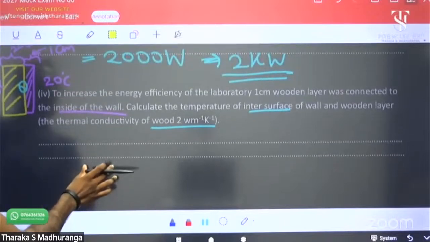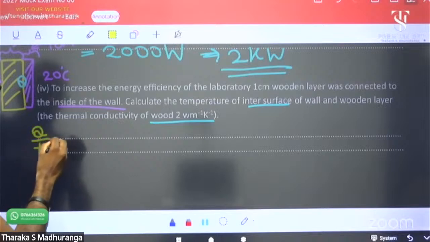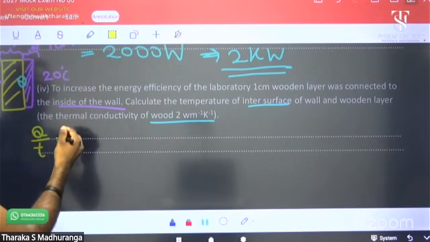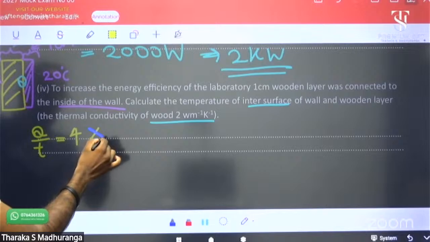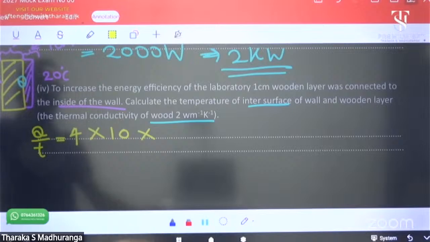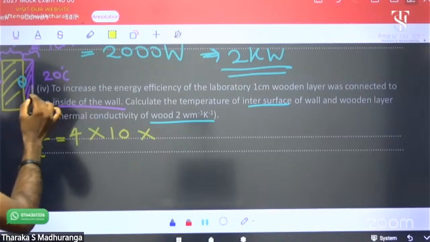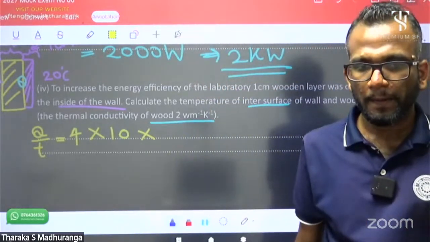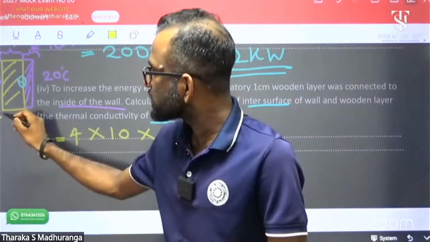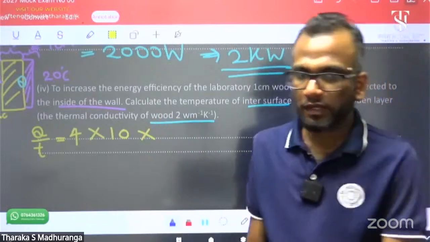Okay. Now, first you have to get two equations. Q over T, I'm going to use the thermal conduction rate equation for the wall first. The thermal conductivity of the wall, K, is 4, into the cross section area 10. Now the temperature difference. This is outside 30 and theta. Then what is the temperature difference? Theta minus 30 or 30 minus theta? Outside is 30 Celsius. It is 30 minus theta, because theta is less than 30.